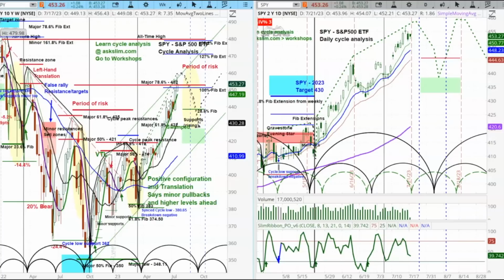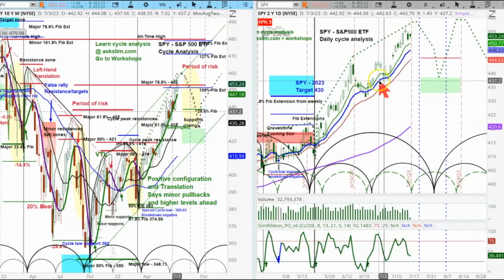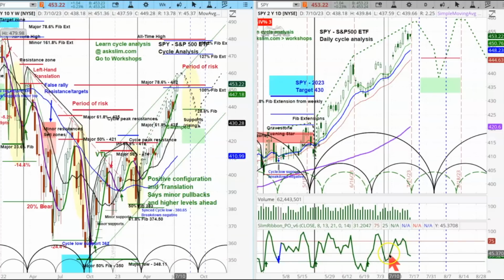First of all, just a little bit of a primer for those of you that are brand new. This is cycle analysis. I know the charts look busy, but once you get comfortable with them, they're a very, very good way to give you a sense of the conditions of the market. We have our proprietary indicators on here. This is the reversal scout right here, which I'm using as the momentum indicator for the intermediate or weekly chart. You can also use the slim ribbon, which is right on here. The slim ribbon PO is right here.